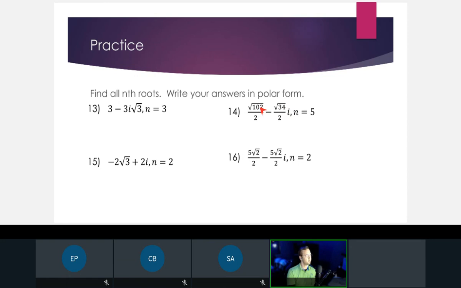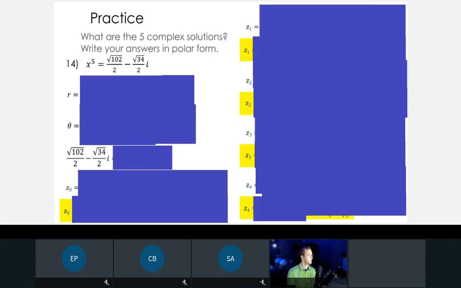So 14 is a lot of fun, really for two reasons. One, A and B are fractions with radicals, so that looks like a lot of fun. Also, your n is 5, so we're going to have 5 roots. So this is going to be fun. Let's go to it. Look at all those blue boxes. Yeah, I would say our definition of fun probably differs quite a bit.